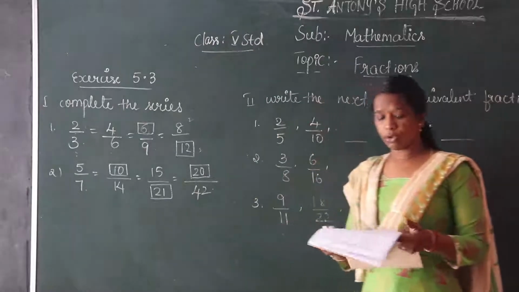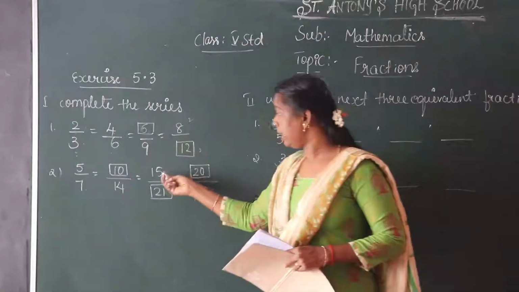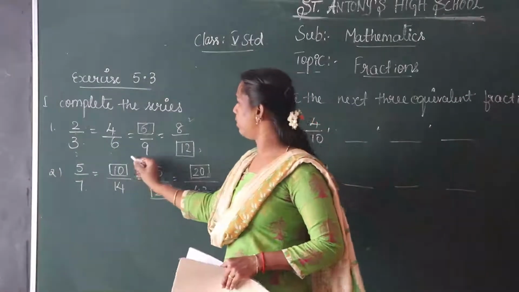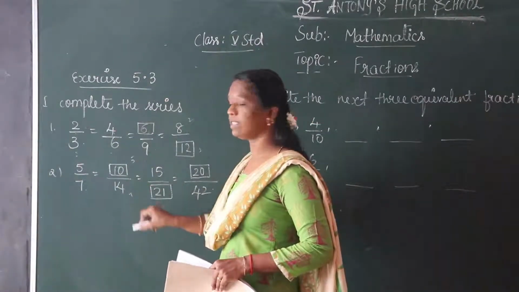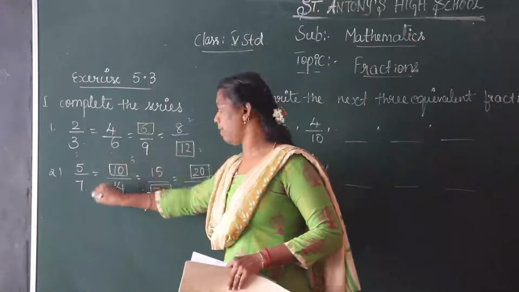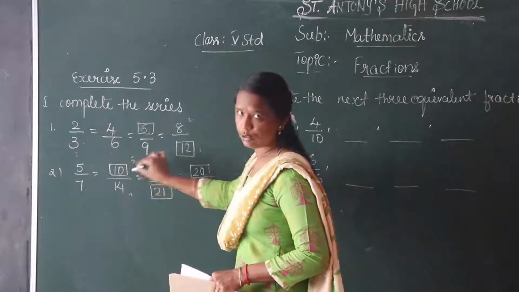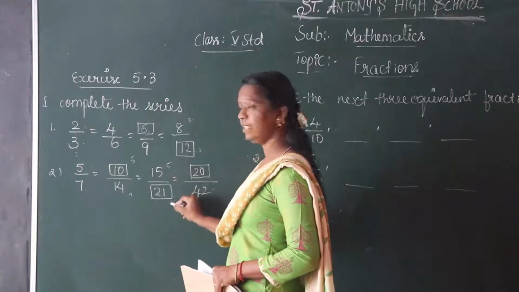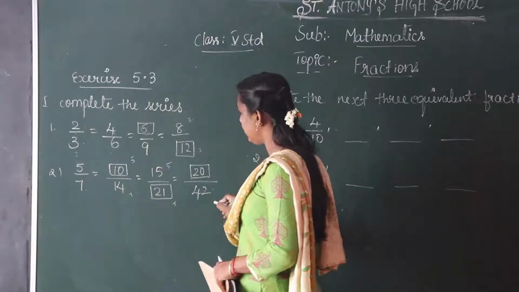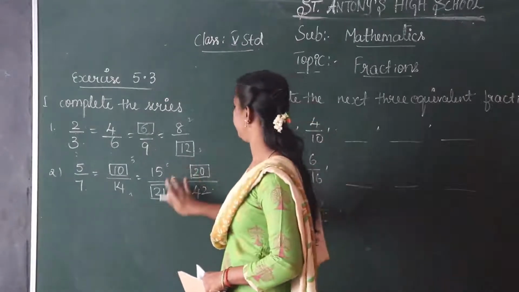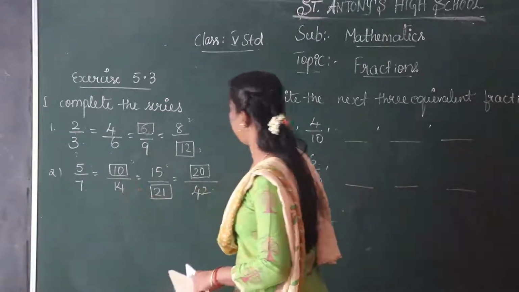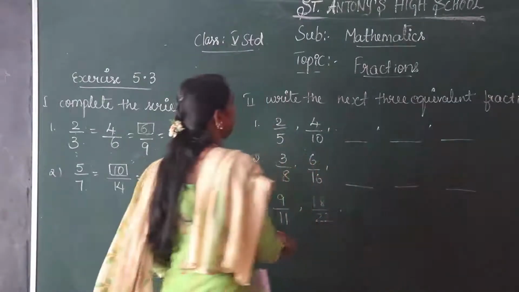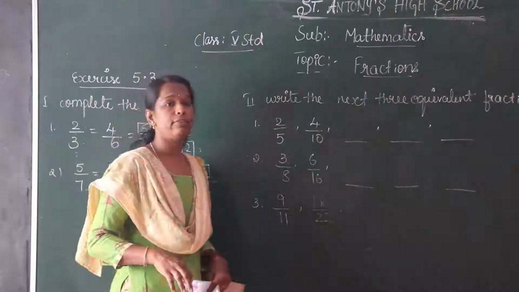So the fractions we can write: 2 5's are 10, 2 7's are 14. The fraction is 5 by 7. These two fractions are equal and then here 3 5's are 15, 3 7's are 21. Like that here also we can write 5 by how much? 7.